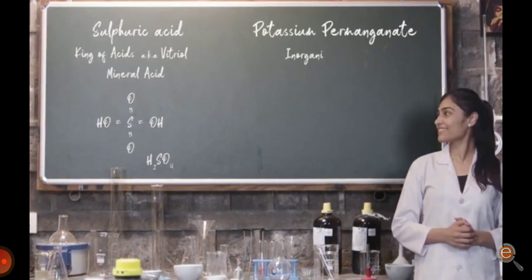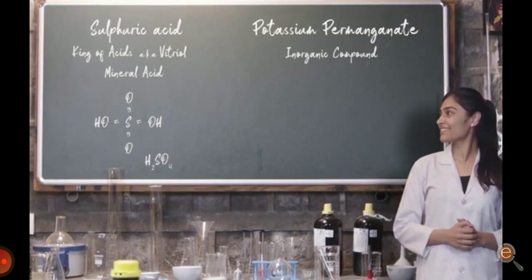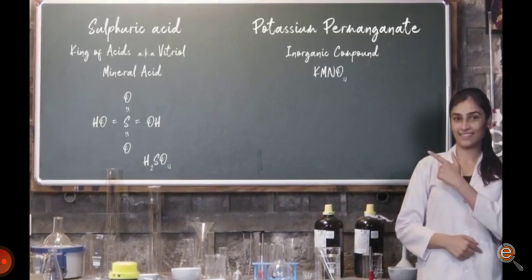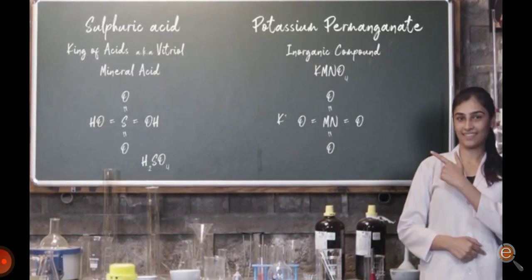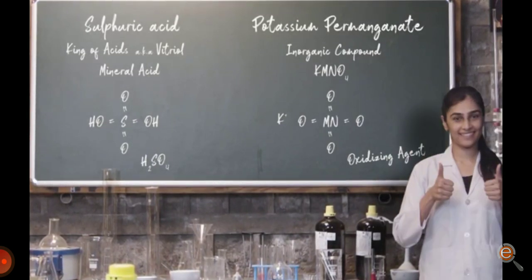Potassium permanganate is an inorganic compound, and its chemical formula is KMnO4. This is a salt that is made of K+ and MnO4- ions. This is a really good oxidizing agent. So let's see how this whole thing turns out.